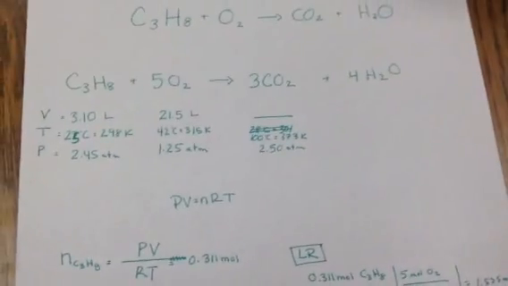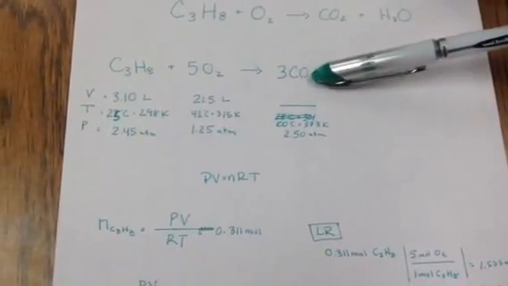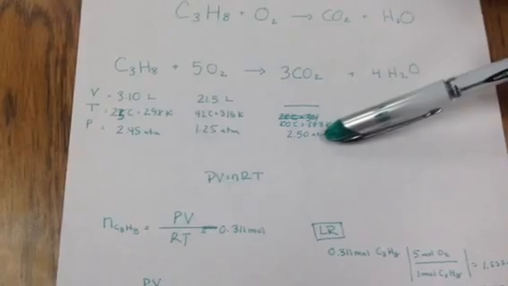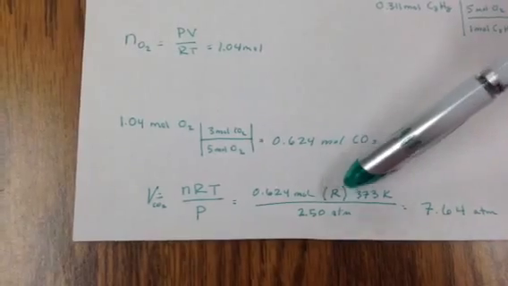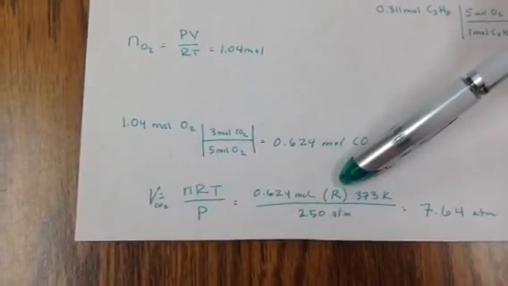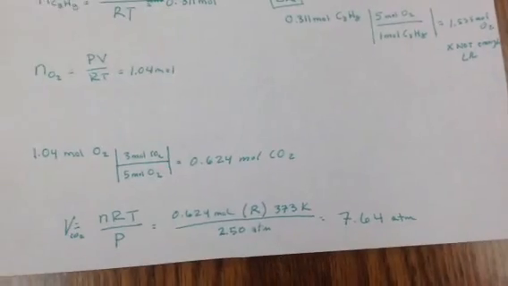Now I'm close. If I look up here, I don't have a volume, but that's what I'm looking for. I have a temperature, I have a pressure, and now I have moles. So I utilize the ideal gas law again, solve for volume, substitute in those values. The R value I'll use here is 0.08206, and I get 7.64 atmospheres, which is my answer.